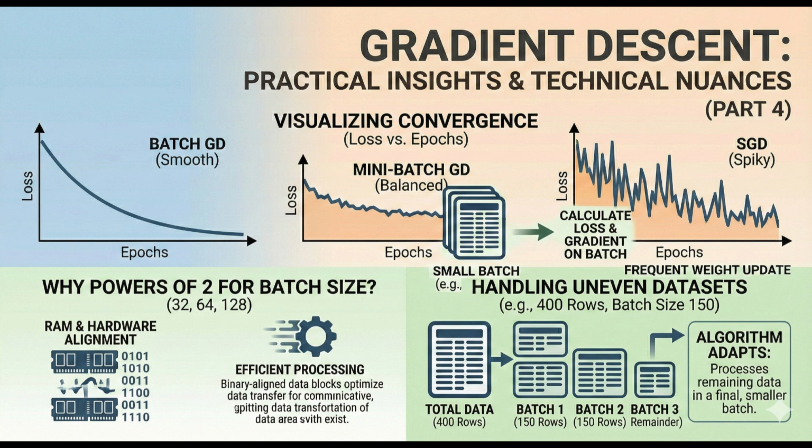And don't worry if your dataset doesn't divide perfectly by your batch size. The algorithm is smart enough to just process the remaining rows in a smaller last batch. So that's gradient descent in a nutshell. Hope these infographics made it super clear and easy to understand.